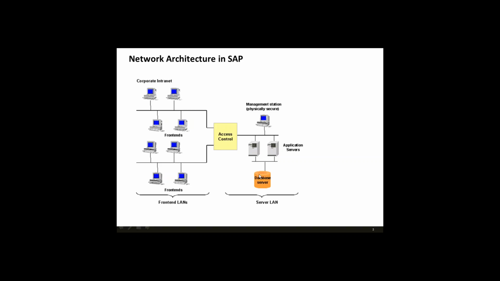All these servers will be connected to a high-end switch because there will be data transfer within SAP application servers or other servers, for better speed, better control, and better maintenance. So this is called server LAN and this is called front-end LANs.